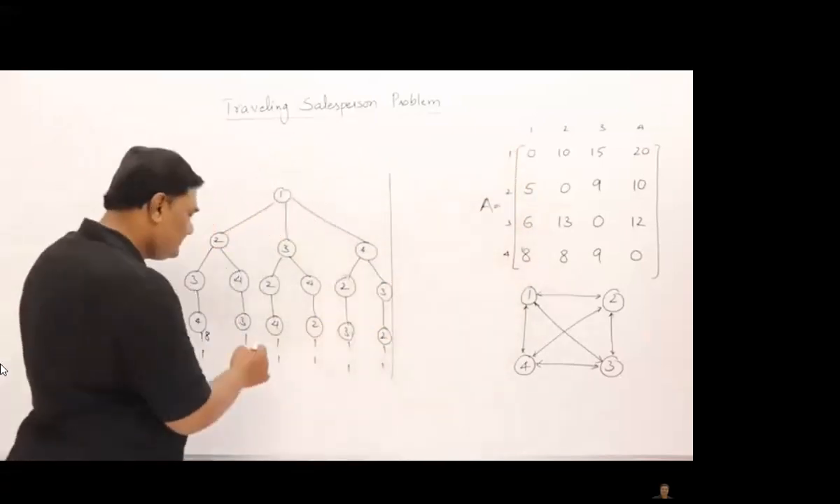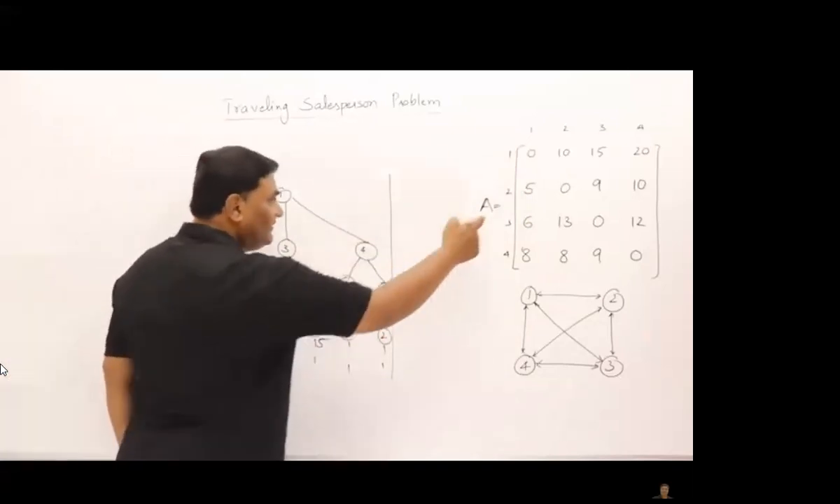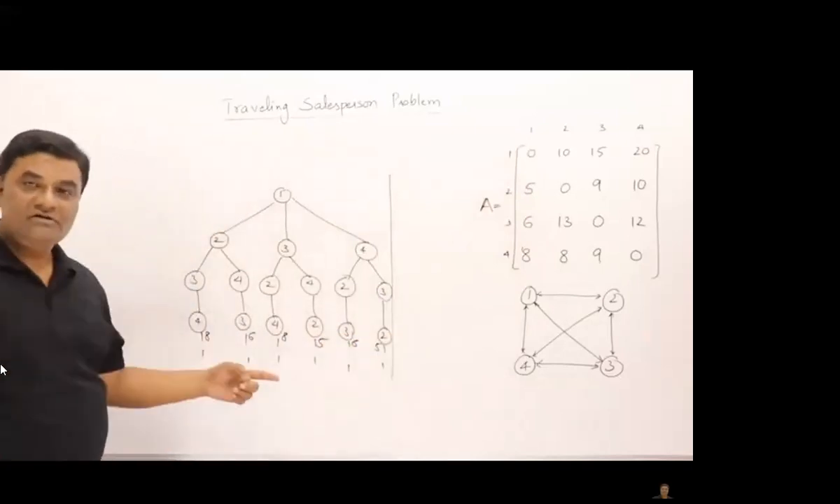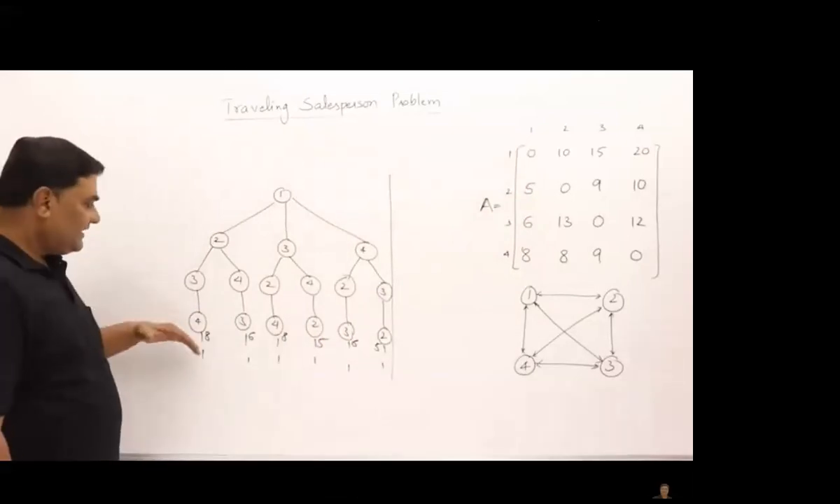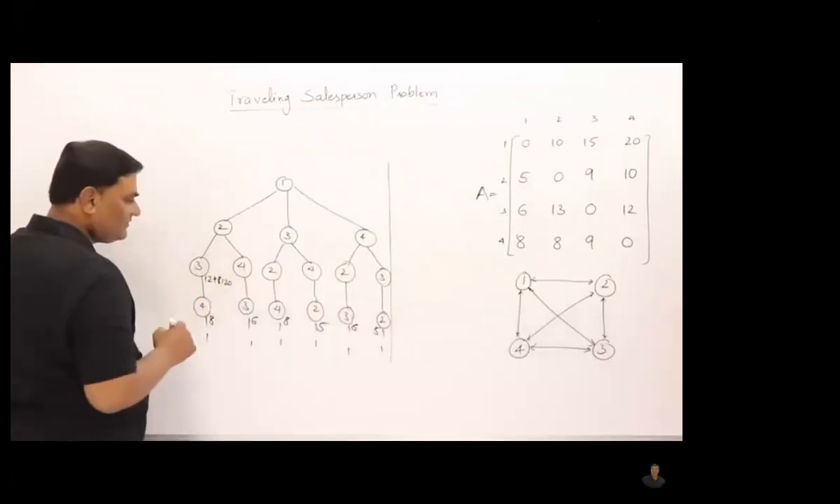3 to 1 is 6. And from 4 it is again 8. From 2 to 1 is how much? 5. So 3 is 6 and 2 is 5. So I have written the cost here of returning back to the starting vertex 1. Then if he is on vertex 3, then the cost is 12. 12 plus 8, this is 20.